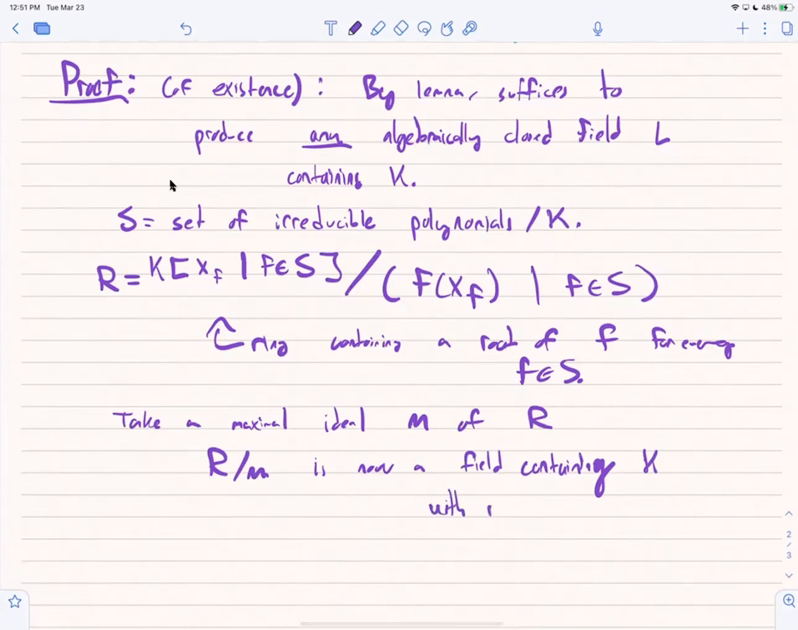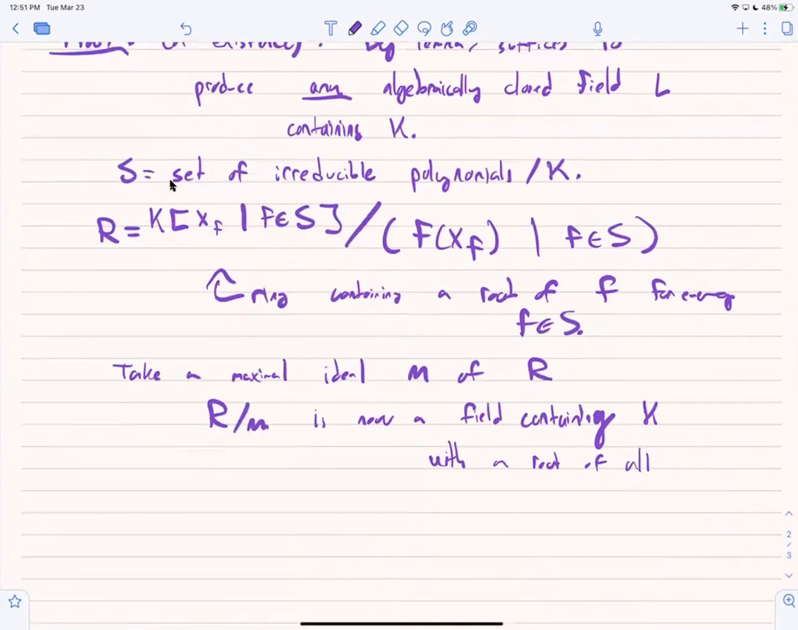And this still has a root of all f, so it still has a root of all irreducibles. Certainly, if there was a root already in R, there's a root in R mod M for any ideal. So taking this maximal ideal, let me call this K1. This is R mod M.